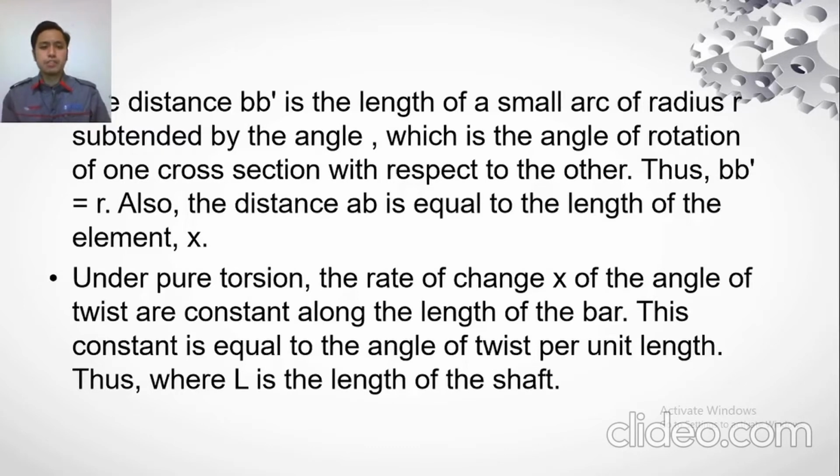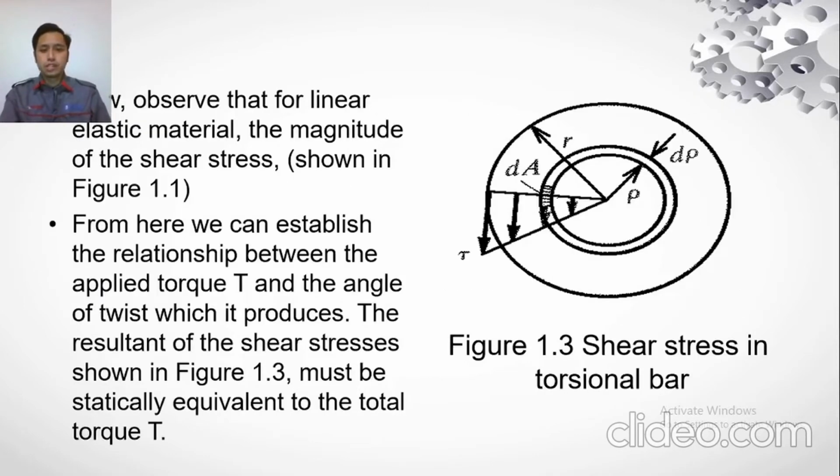Thus, BB' equals r times the angle. Also, the distance AB is equal to the length of the element, dx. Next, under pure torsion, the rate of change of the angle of twist is constant along the length of the bar. This constant is equal to the angle of twist per unit length, where L is the length of the shaft. Okay, now we can see Figure 1.2, which is shear stress in a torsional bar.